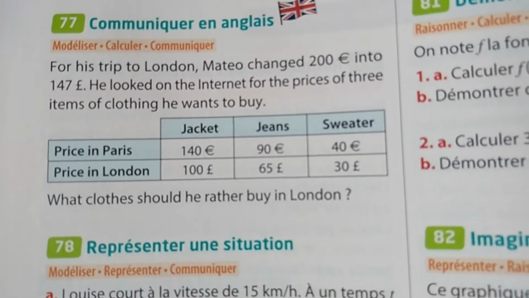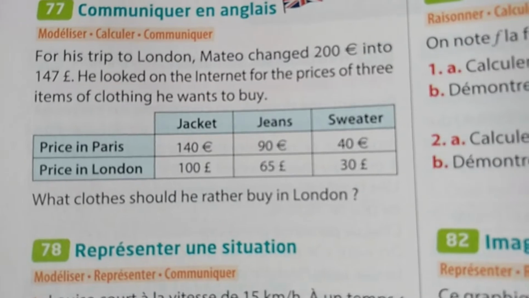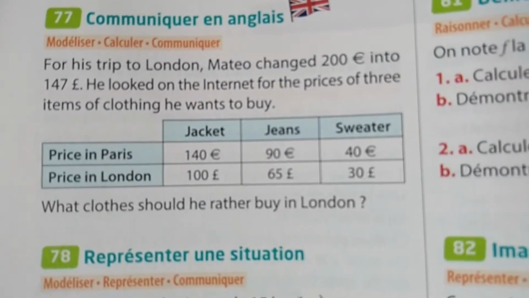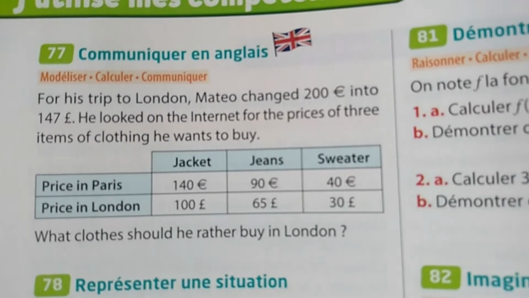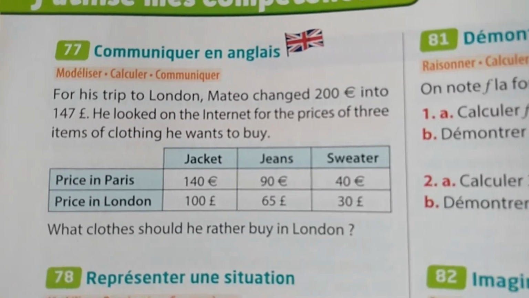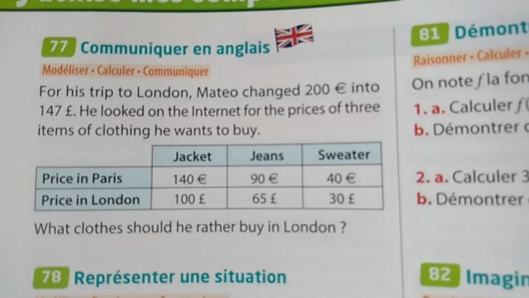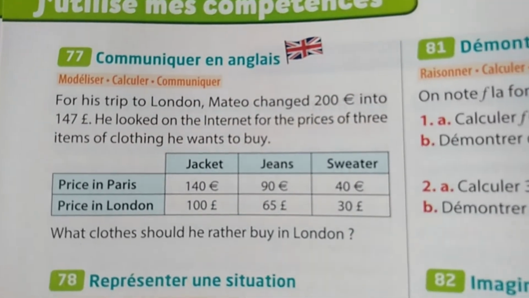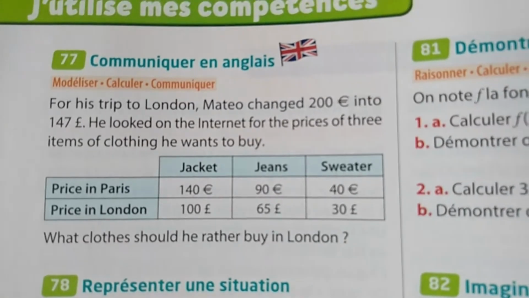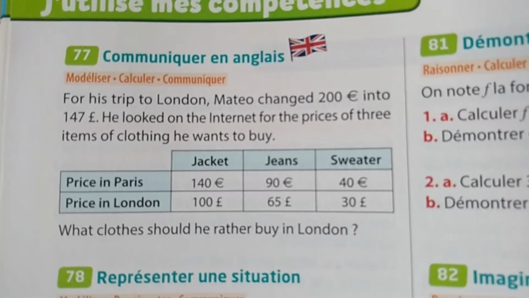So he got the price in Paris for a jacket is 140 euros. The same jacket in London is 100 pounds. Similarly with the jeans, 90 euros, 65 pounds, 40 euros and 30 pounds for the sweater. What clothes should he rather buy in London?